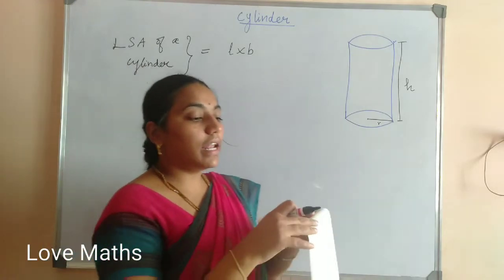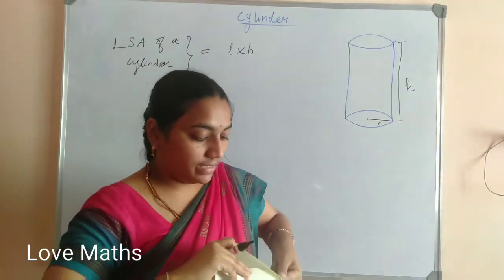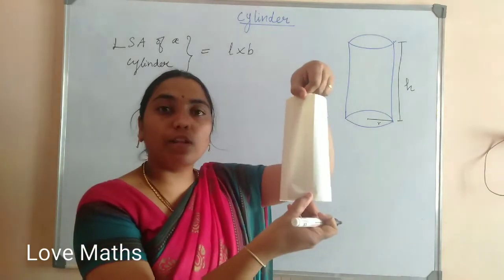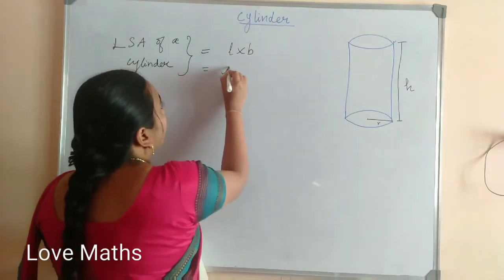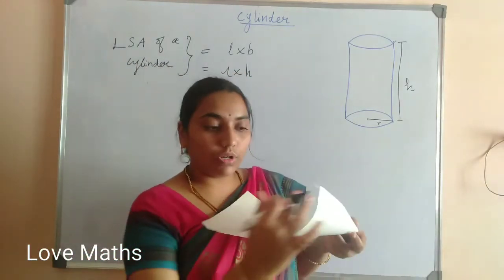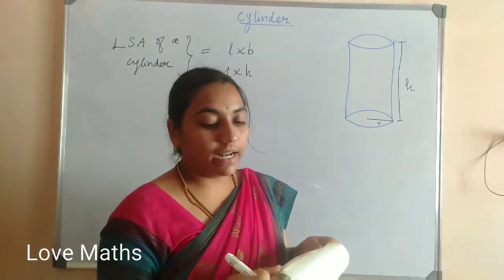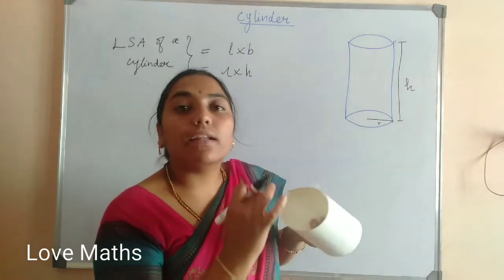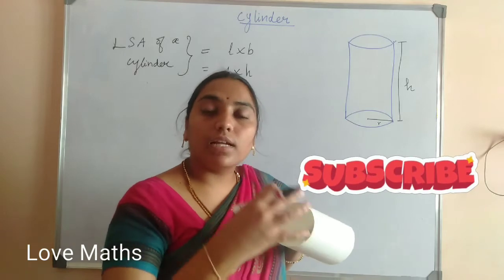Okay, so this is the length, this is the length, this is the breadth. If you fold like this, the breadth will be the height of the cylinder. So B we consider as height. This is the length. If you fold the paper like a cylinder, the length is made up of the circle's circumference.